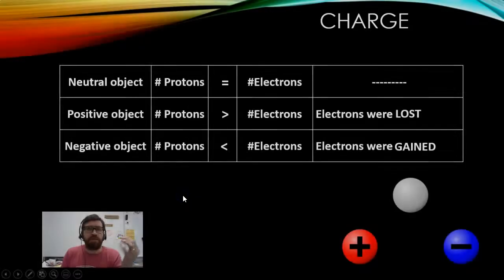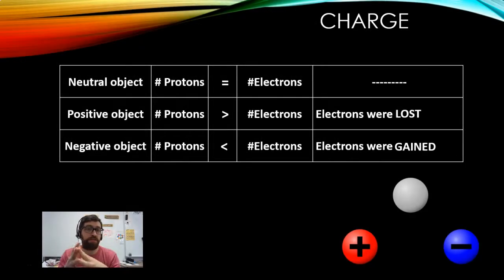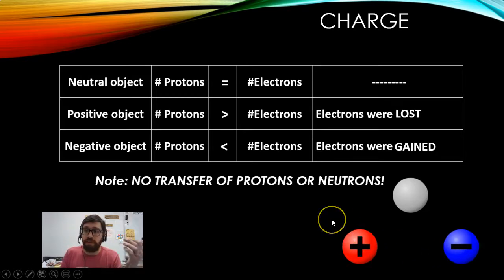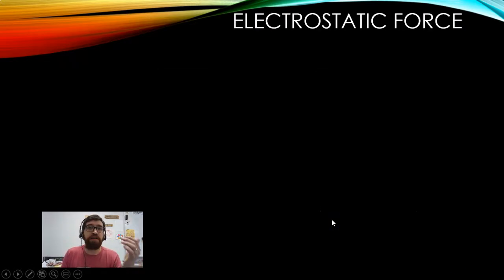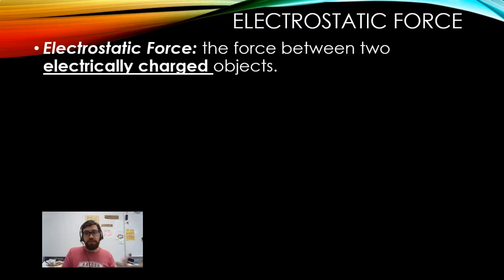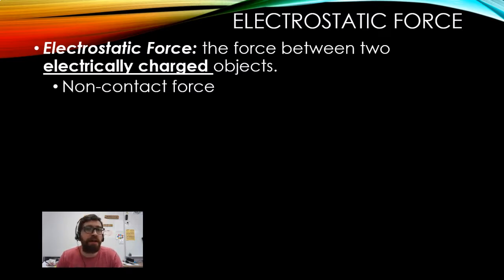All right, so now that you kind of understand the basis of electrostatics and the charges within the atom, now we need to talk about the electrostatic force because, as I've already mentioned, and you might already know, when objects are charged, positive and negative, they then exert forces on each other, and that force is called the electrostatic force. The electrostatic force, you need to know that force. So the electrostatic force is simply, as I said, the force between two electrically charged objects as a result of their charge. It is a non-contact force.